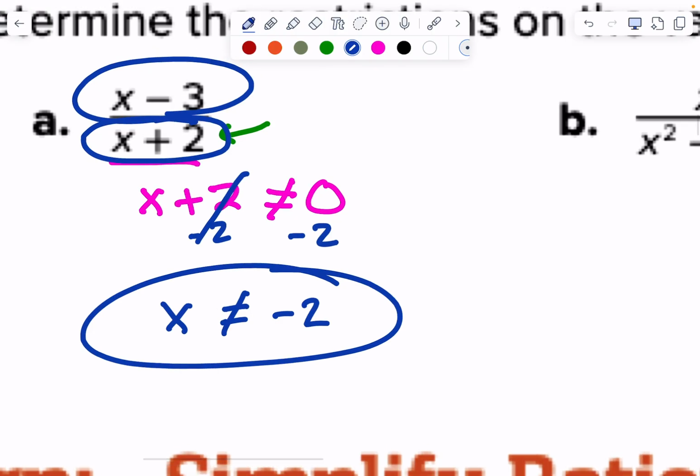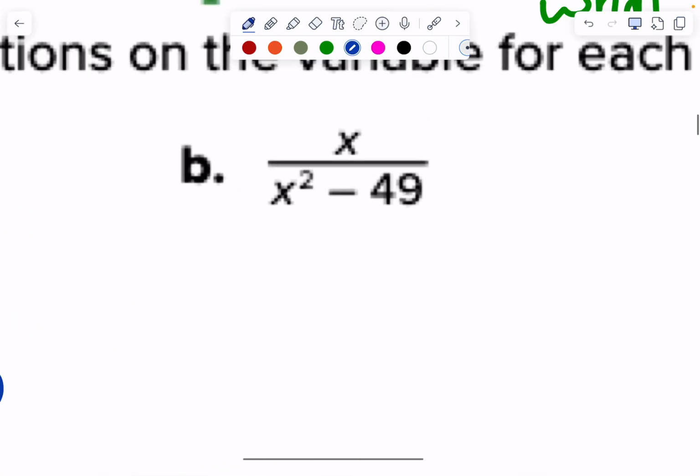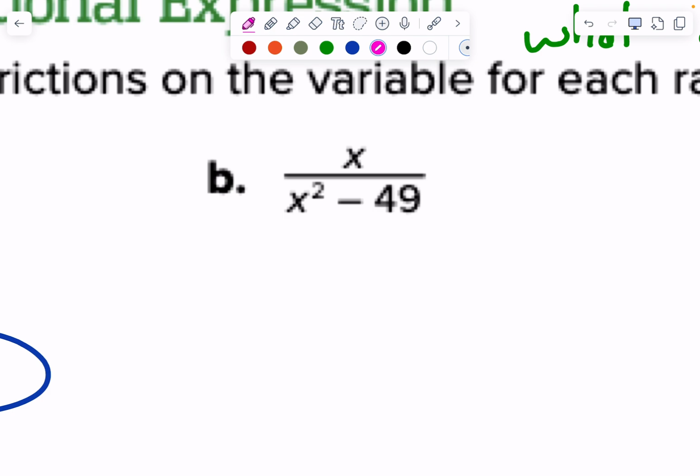This is a vertical asymptote. A hole is when it cancels the top. It's like a difference of squares. All right, this guy right here, we're looking just solely at the bottom, right?